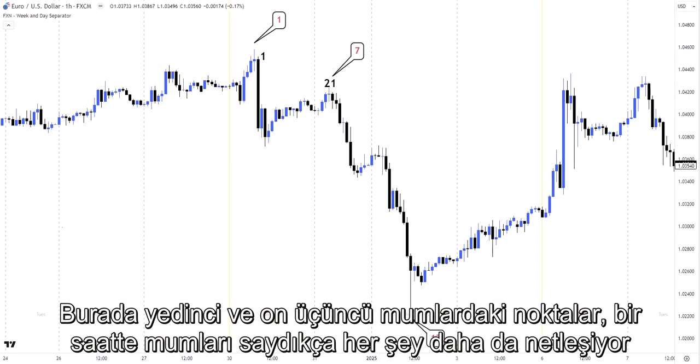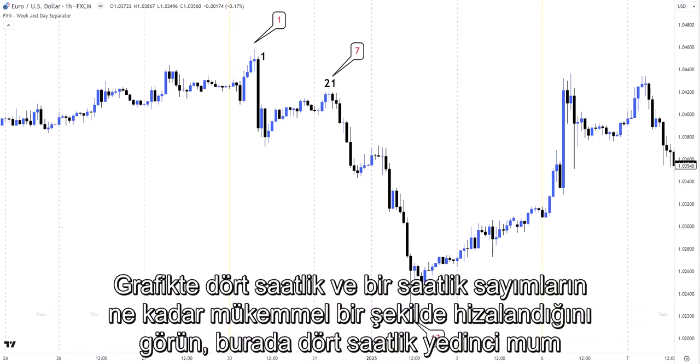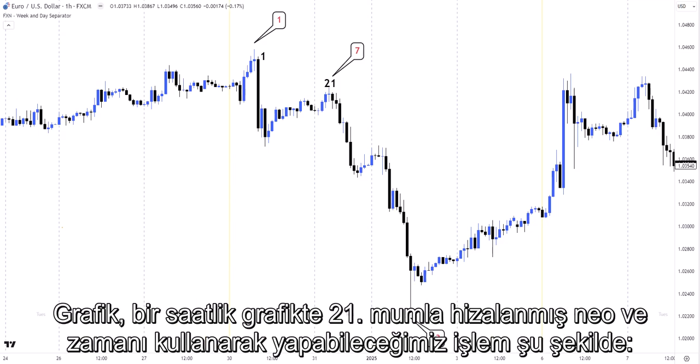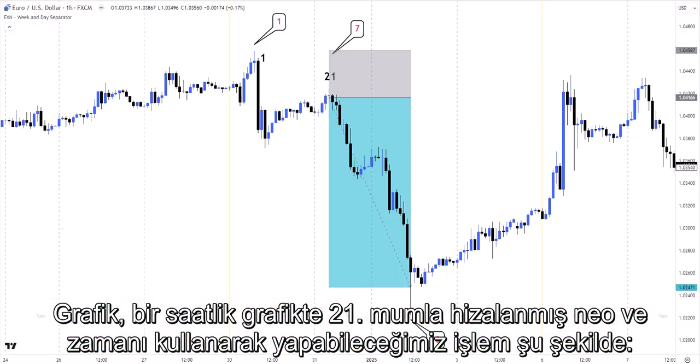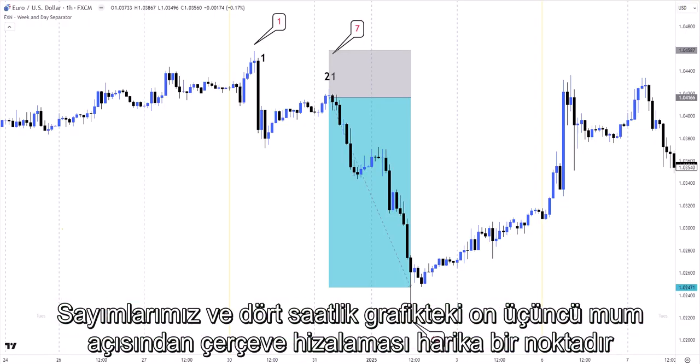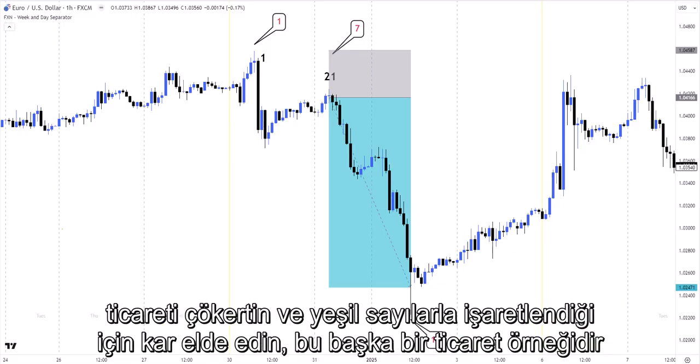Everything becomes more clear as we count candles on 1-hour chart. Look at how perfectly 4-hour and 1-hour countings aligned here. 7th candle on 4-hour chart aligned with 21st candle on 1-hour chart, Neo. And here's the trade we can take by using the time frame alignment in terms of our countings. And 13th candle on 4-hour chart is a great point to collapse the trade in profit.